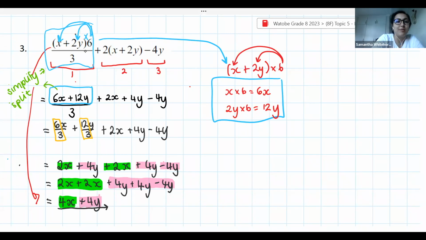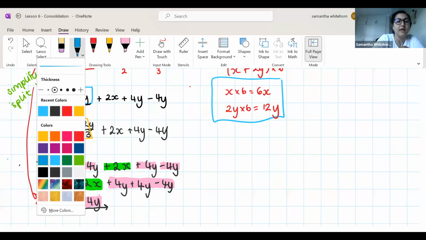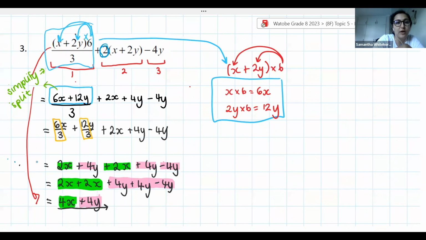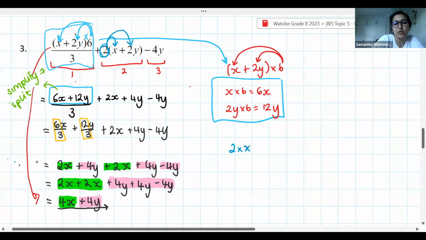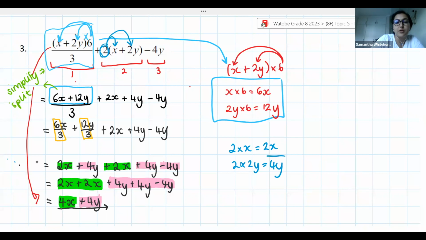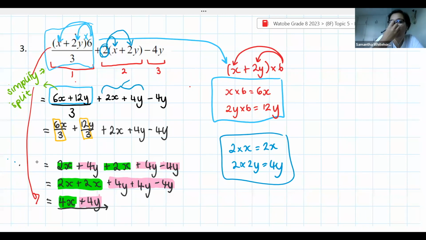If I then have a look at my second term, it had the 2 in front of the bracket. So I want to multiply the 2 into the bracket. If I do that multiplication, we've got 2 times x, which is 2x, and 2 times 2y, which is 4y. This is why, if we now go back up to our working out, we've got 2x plus 4y over there. That came from my second term. Then I just have the minus 4y. There was nothing I could do with this third term, so it stays exactly as it is. I will eventually add and subtract it in my like terms.